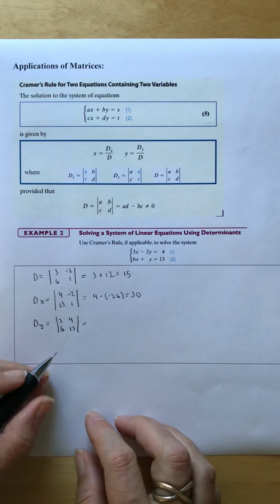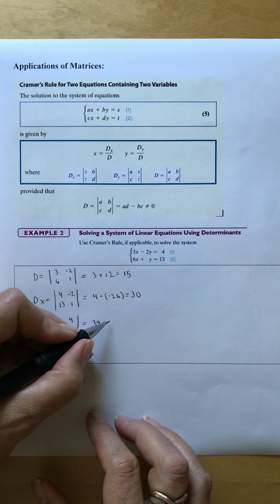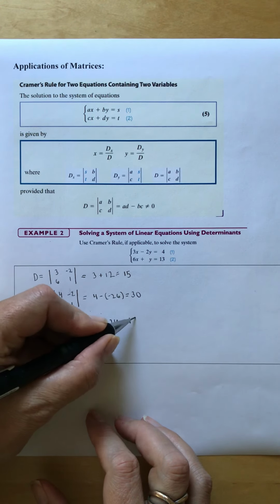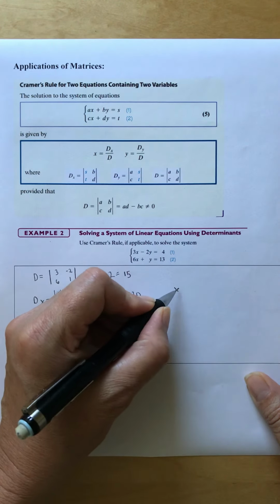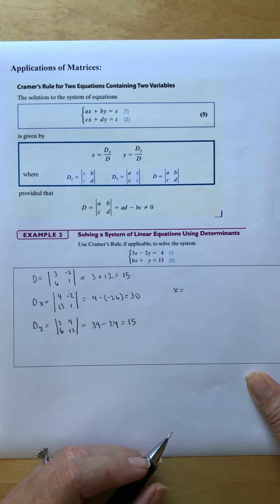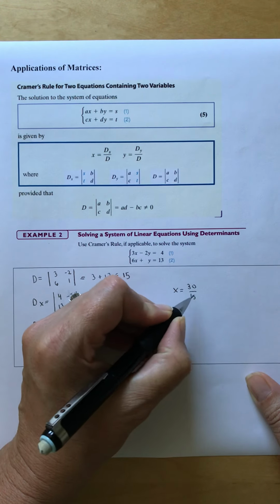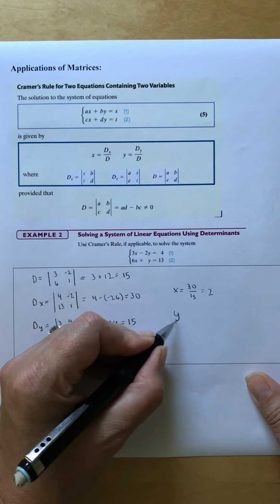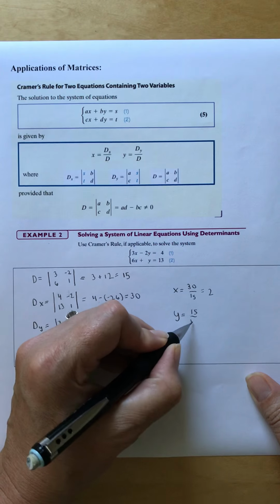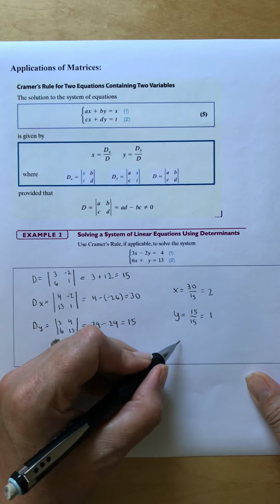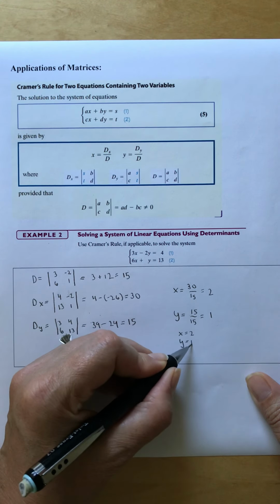Now let's figure this out. So 3 times 13 is 39, minus 24 equals 15. And so if we find those three determinants, then we can get the answer to this system by saying that x is equal to the determinant of x over D, 30 over 15, or 2, and y is equal to the y determinant, Dy, 15 over 15, or 1. So x equals 2 and y equals 1.